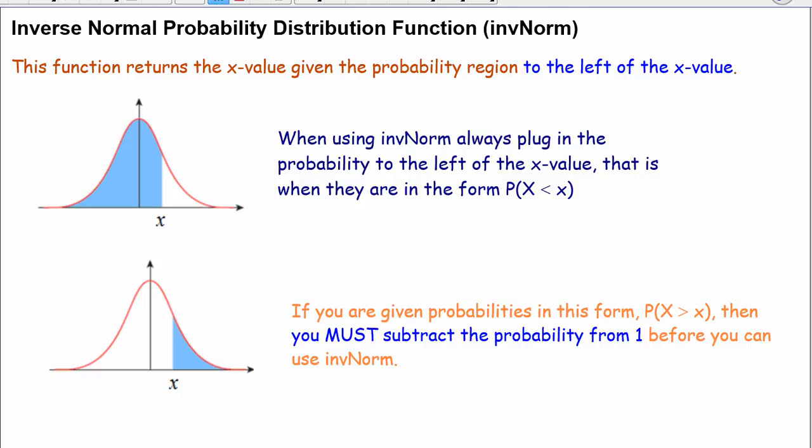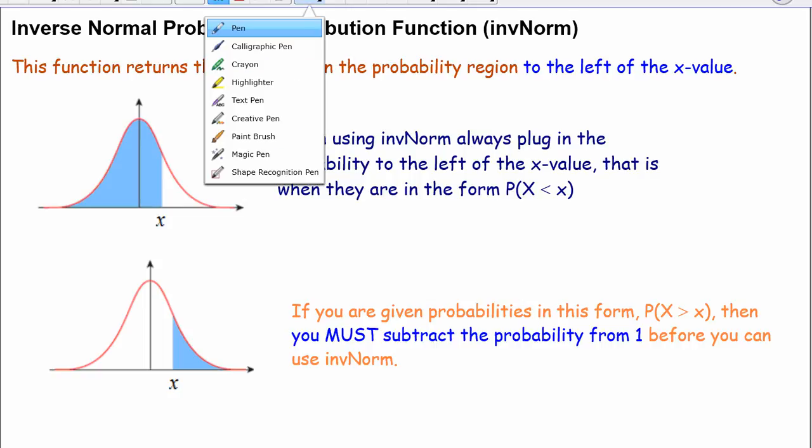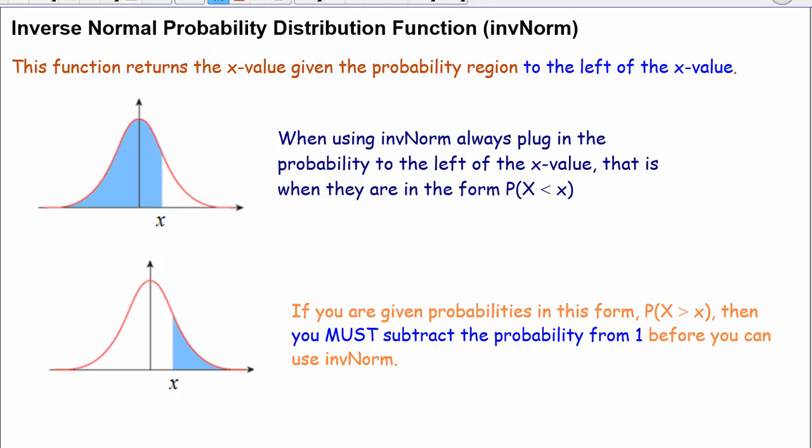I'll move on to the inverse normal probability distribution function. So this is a function that returns the x value when you're given the probability, right? So basically it helps us to get the x value when you're given the probability. What I mean here is, suppose they've given you that probability, and they're asking to find this x value here. Then what you do is you use the inverse normal probability distribution function.